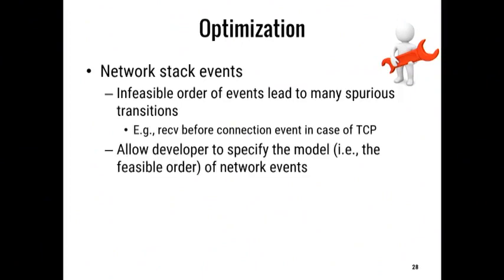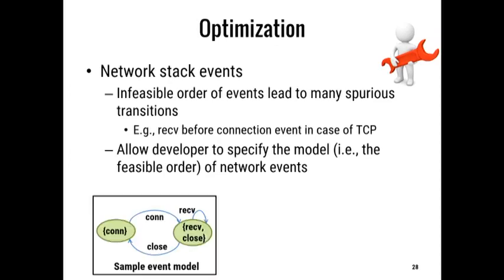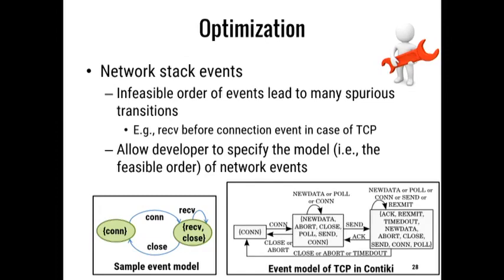So we allow developers to specify the feasible order of network events, let's say depending on whether the protocol is implemented on top of TCP or UDP. The developer can specify that this is the feasible order. I'll show you an example here. Let's consider this example. It says that at the beginning, only a connection is possible. Once you get a connection, then you can receive new packets, or even an event that will close the connection. So this is a sample event model, and this is the event model of TCP from the implementation of Contiki OS.